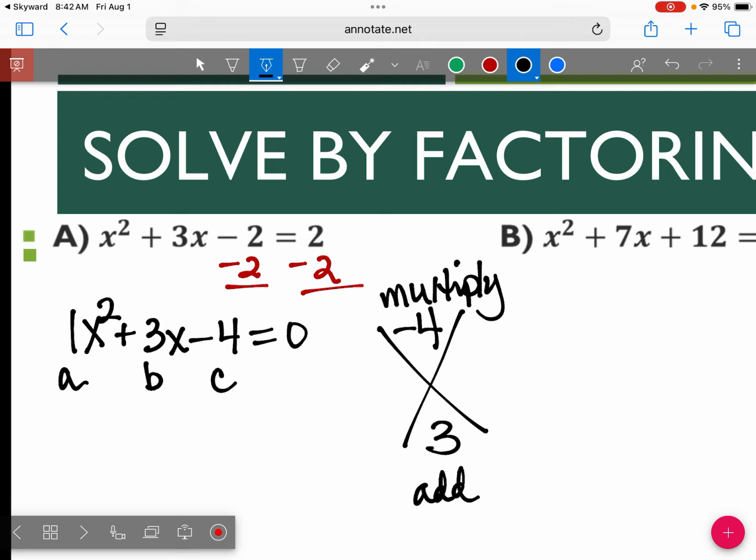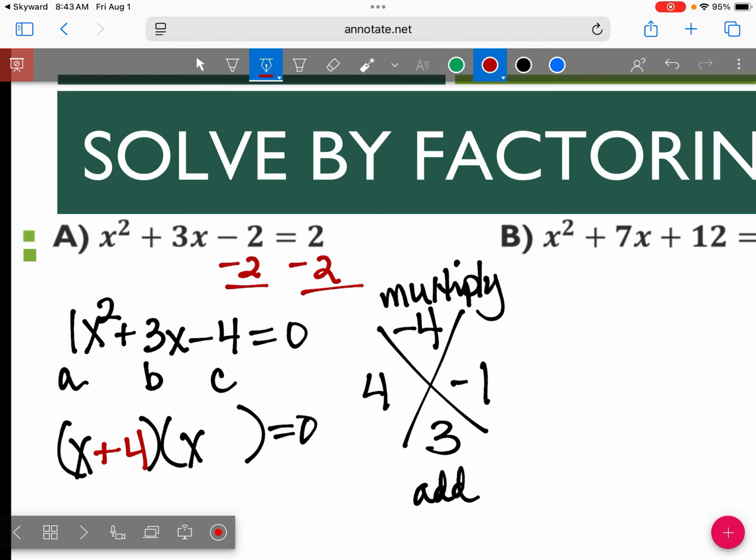Anybody want to volunteer those numbers? Toby? Negative 4. Close. Not negative 4 and positive 1. We have to switch the signs to 4 and negative 1 because they have to add to be 3. Because A is 1, we can do a shortcut. We can just put our two numbers. So I'm going to put a plus 4 in one parentheses and a minus 1 in the other.